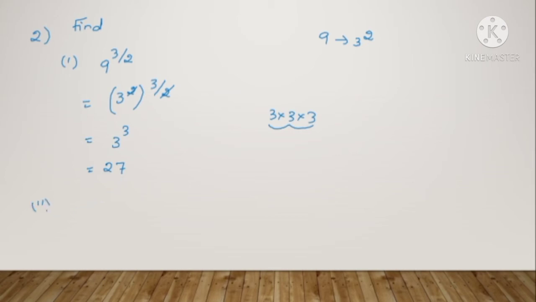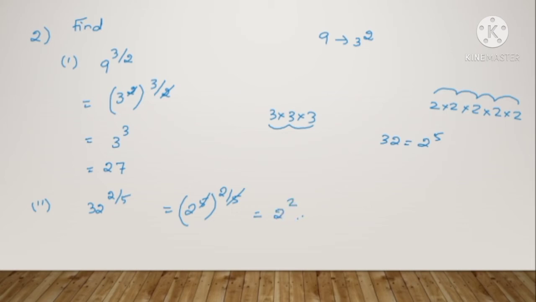Next, second subdivision, 32 to the power 2 by 5. So 32 we had already discussed. How can I write 32? 32 as 2 power 5. Just check it. 2 into 2 into 2 into 2 into 2. 2 2s are 4, 4 2s are 8, 8 2s are 16, 16 2s are 32. So 2 power 5 the whole power 2 by 5. So 5 and 5 get cancelled. We have 2 square. So what is 2 square? 2 square is 4. Now moving towards the third subdivision.